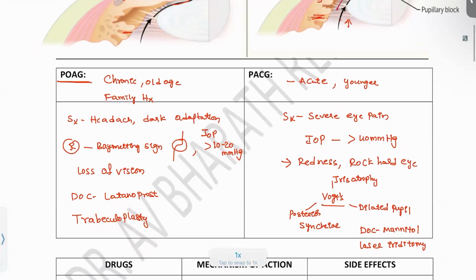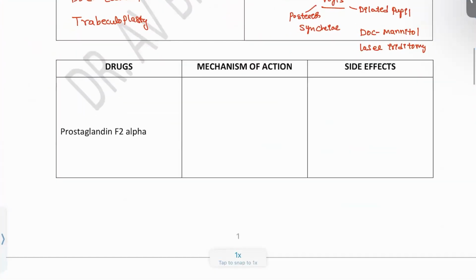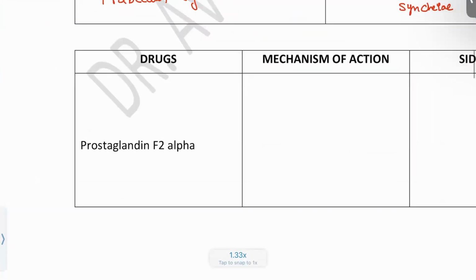So let's understand the different types of drugs, their mechanism of action, and side effects. So let's start with the prostaglandin F2 alpha analogs. They are examples like latanoprost, as we discussed above. This is the drug of choice for open angle glaucoma. And how does the mechanism work? This will increase the uveoscleral pathway.